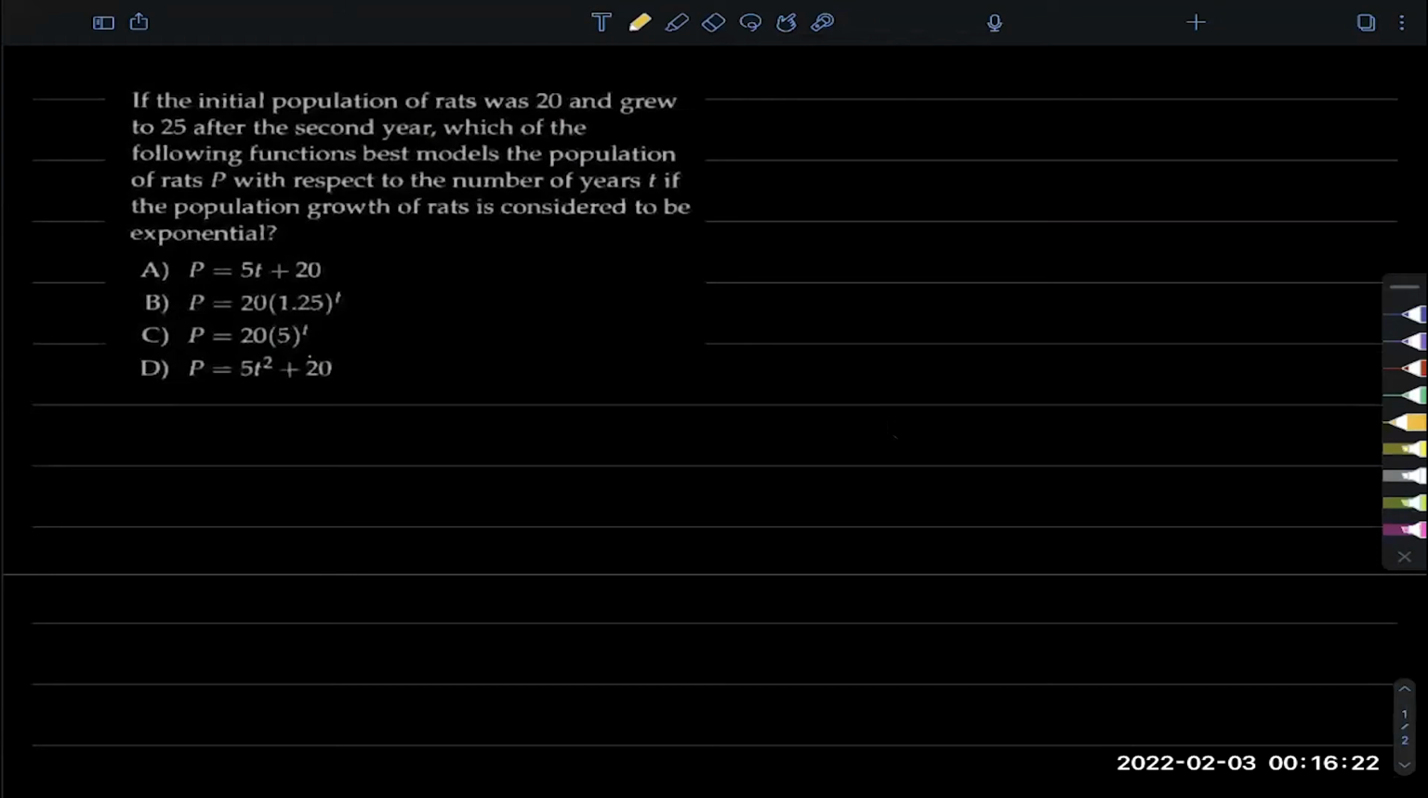So we are going to keep it very simple. If the initial population of rats was 20, so that's your initial value, okay? And grew to 25, if there's been a change of 5 after the second year. In 1 year, so what's your rate? Rate is 5 rats per year.